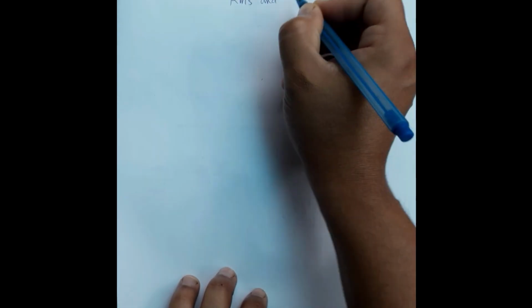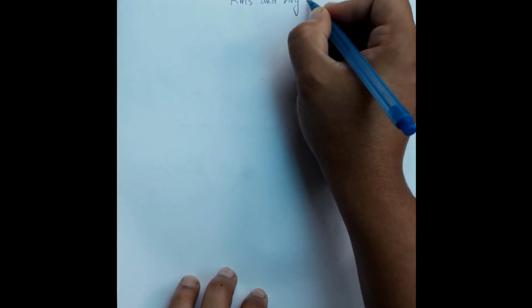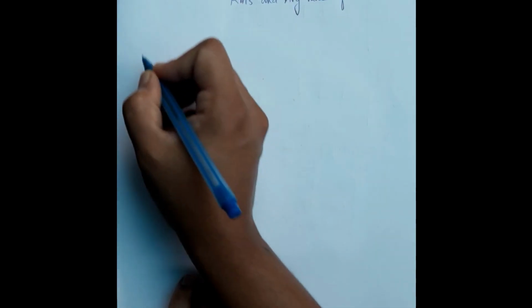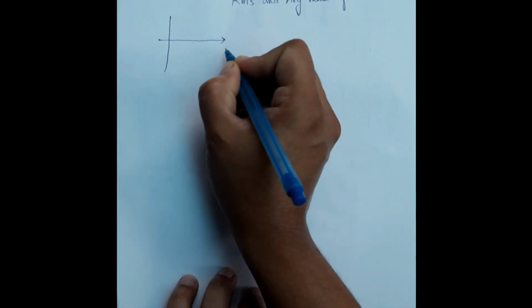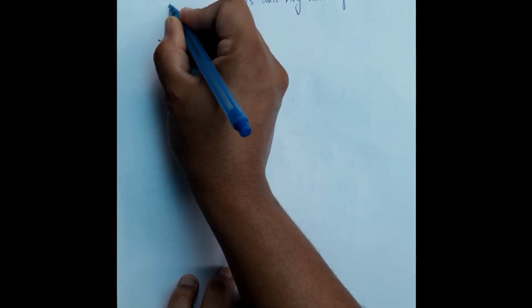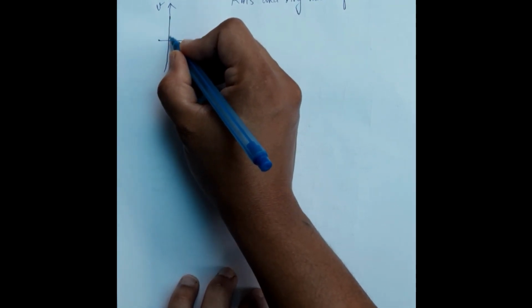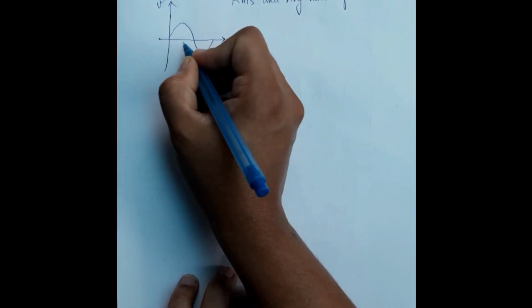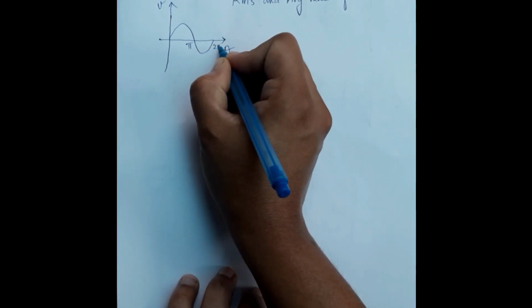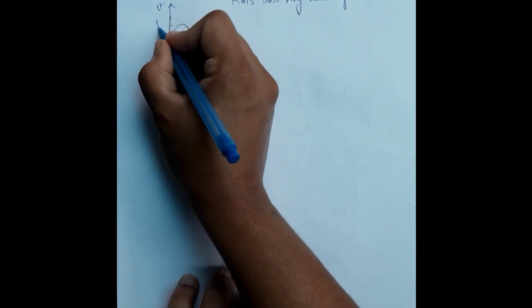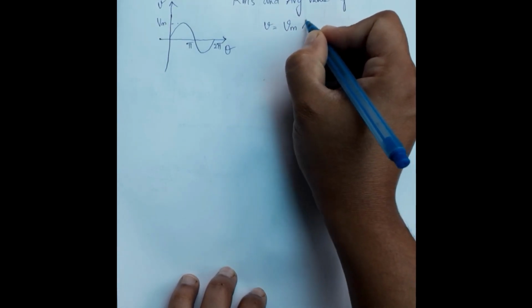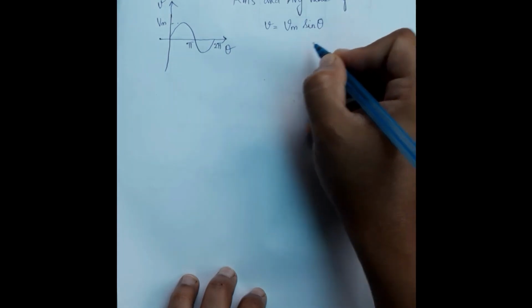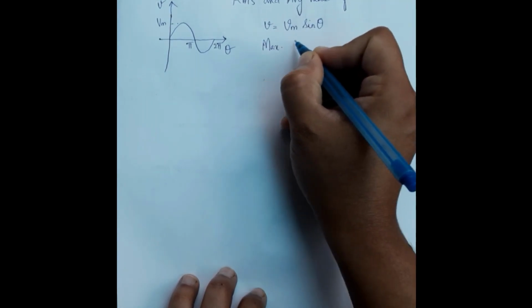Let's begin by finding the RMS and average value of a sine wave. Let's draw a sine wave with the x-axis as theta and y-axis as the voltage. Since it is a sine wave, it will be 0 at pi and 2 pi, which we have already learned, and the maximum value is Vm. So the equation will be Vm sine theta. Max value, as I said, is Vm.